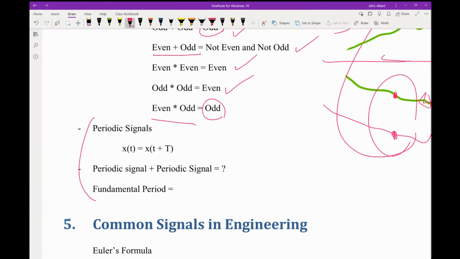So we've talked about even and odd. Next class, inshallah, it will be time to talk about periodic signals. Okay? So I think I'll stop at this point, but let me just mention something.